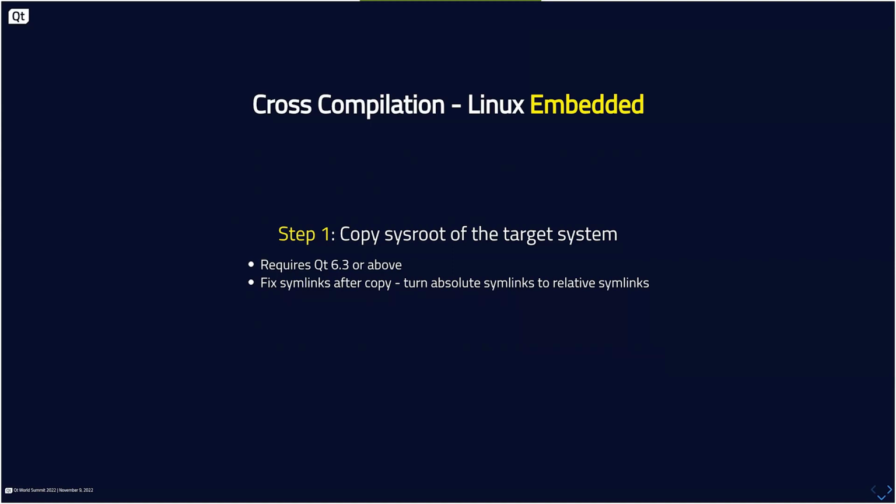Step 1 is to copy the sysroot of the target system into the host system. And like I mentioned, both of the systems should have 6.3 or higher. Once you have done the copying, you have to fix the symlinks, turning the absolute symlinks into relative symlinks. All these steps you'll also find on our website under the Linux section. If you go to the Getting Started guide on how to build, you'll find this as well. You'll also find code there to fix the symlinks. It's a Python script, you can just run it to fix all the symlinks.